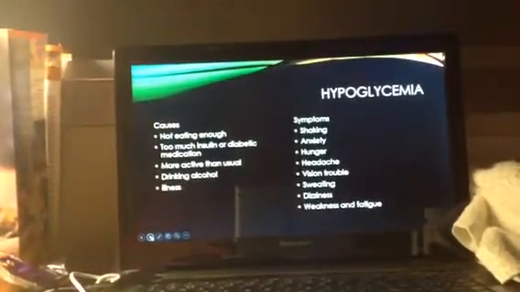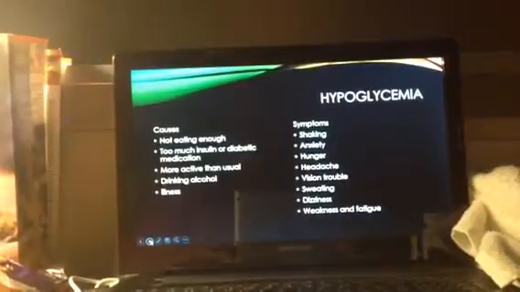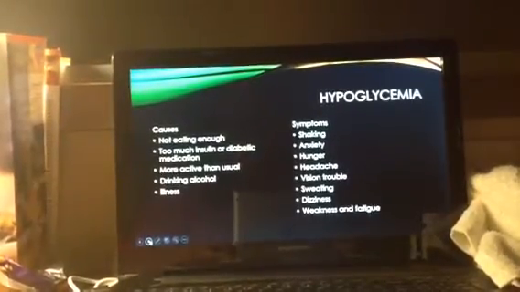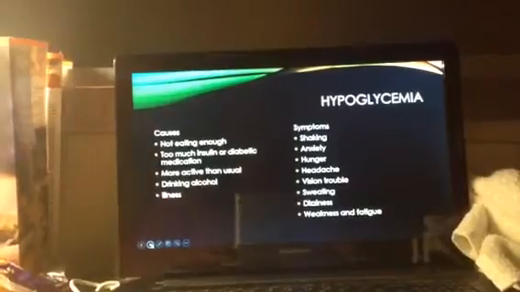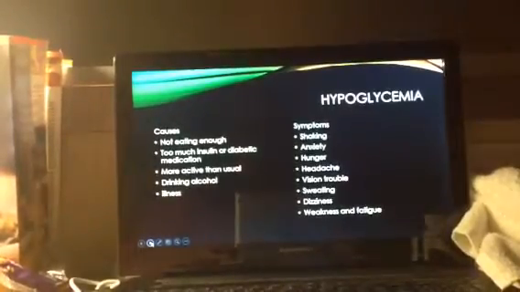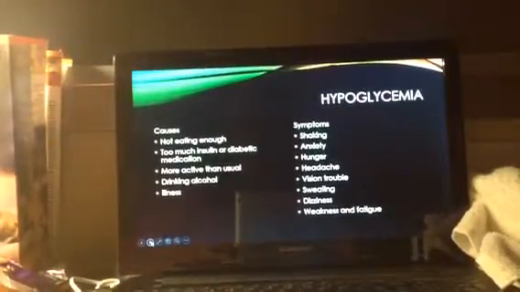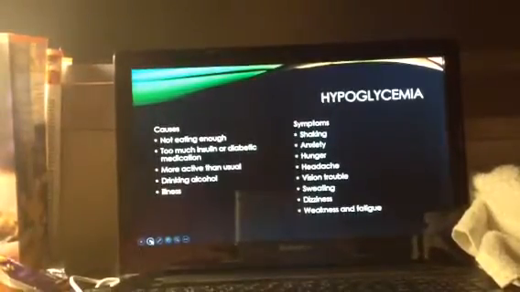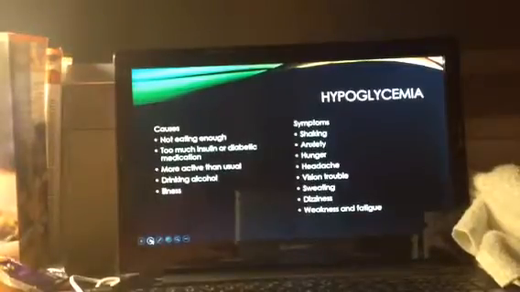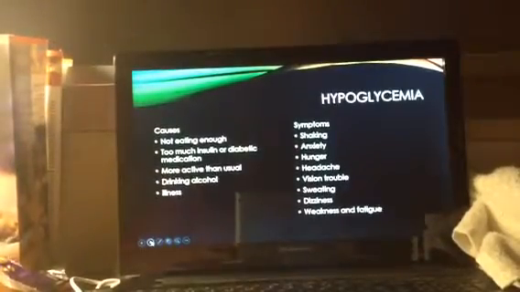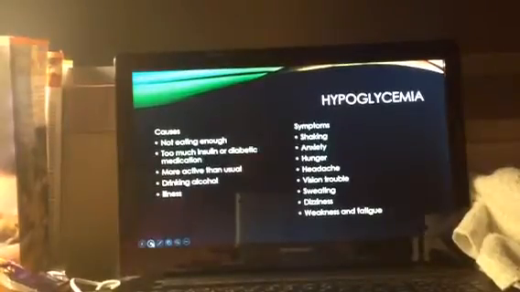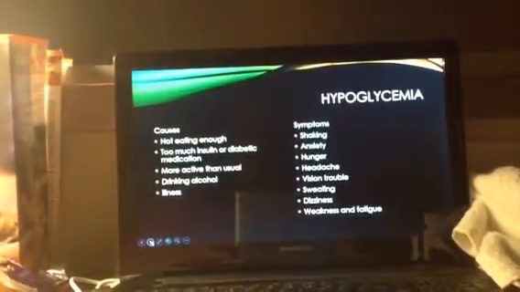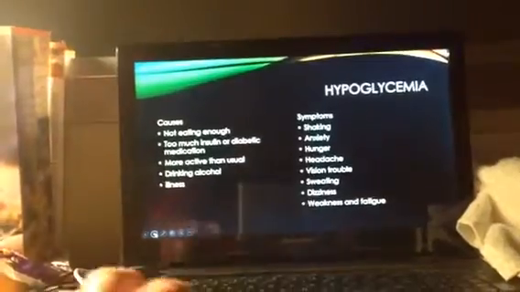Hypoglycemia, when you have low blood sugar, is caused by not eating enough, too much insulin or diabetic medication, more activity than usual, drinking alcohol, or illness. Symptoms include shaking, anxiety, hunger, headache, vision problems, sweating, dizziness, weakness, and fatigue. And some people say cold and sweaty is a big thing with hypoglycemia.